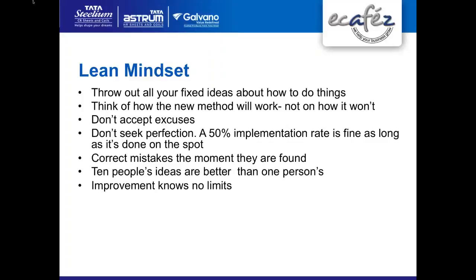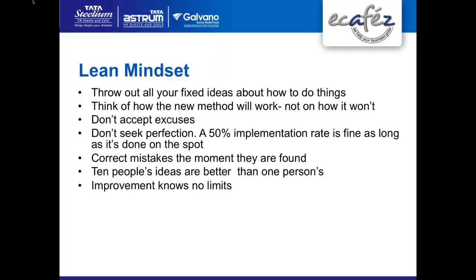Don't accept excuses. There should not be any excuse for delaying or not implementing. Don't seek perfection. Let's not feel that by lean I'll become the best company in the world, I'll become like Toyota. Let 5%, 10%, 50% positive improvement begin. Don't be disappointed. Any little improvement is going to help you toward a bigger improvement in the future. Correct mistakes the moment they are found. It should not be delayed. Any problem that happens should be solved immediately.